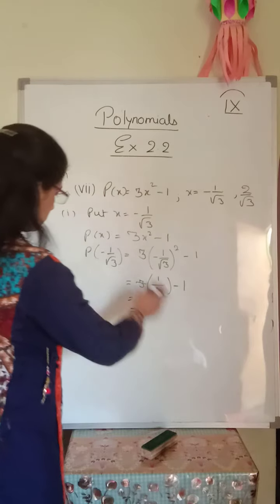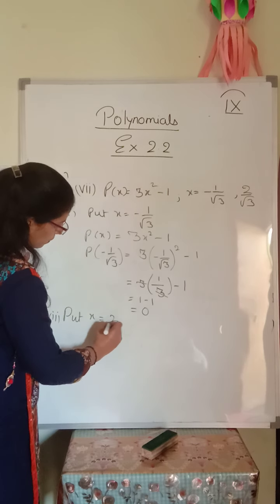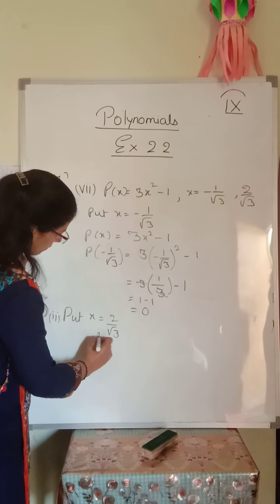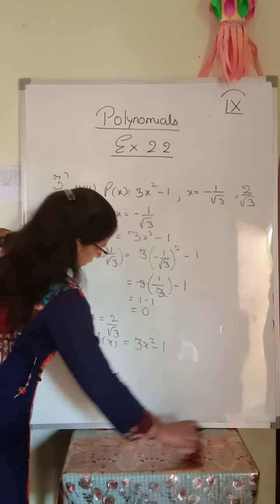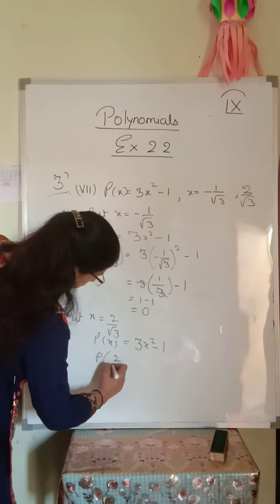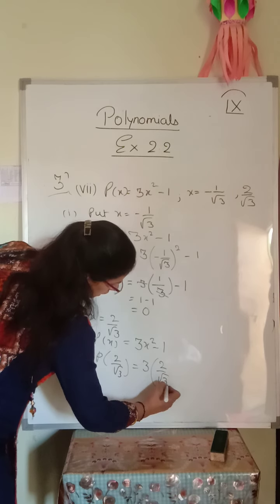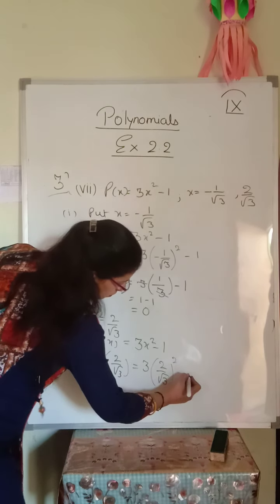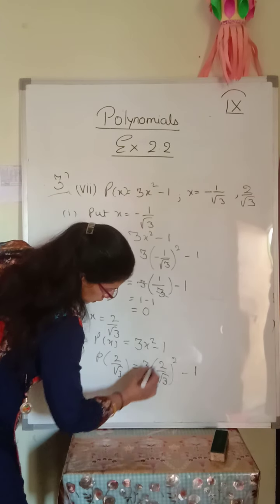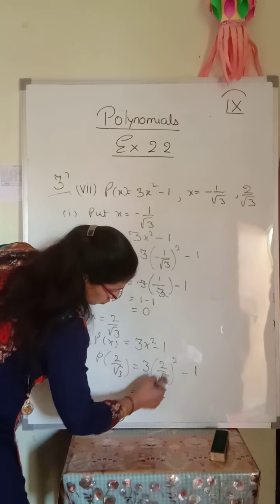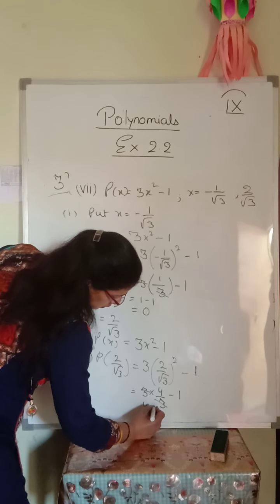Now come to the next one. Put the second one. Put x equals 2 upon root 3. So let me write the polynomial. P(x) is equal to 3x square minus 1. So p at 2 upon root 3. So 3 into 2 upon root 3 whole square, minus 1. So what will be the value? 3 into 2 2s are 4 upon root 3 square is 3, minus 1. These cancel. So 4 minus 1 is 3.